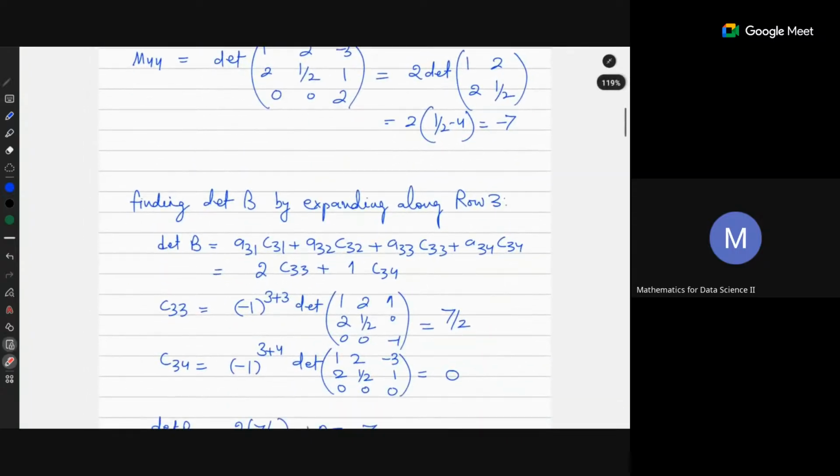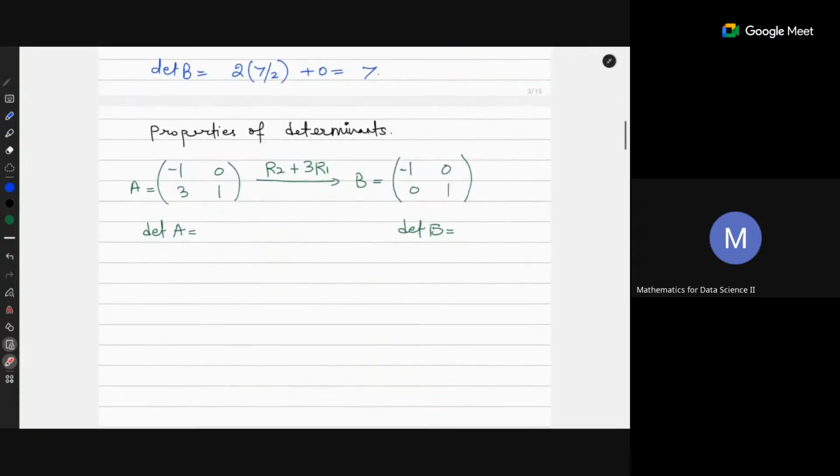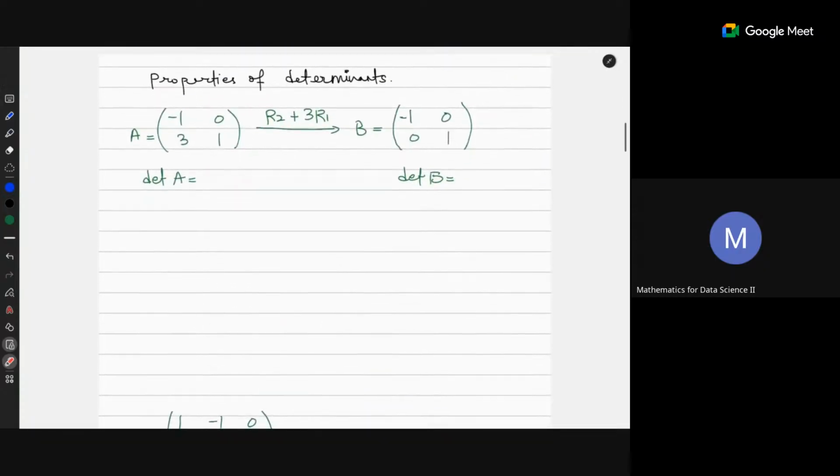So let us look at some properties of determinants. One of the first properties is that if you add any multiple of a row to any other row, the determinant remains unchanged. All right. So for example, let's work this out. What is the determinant of A, the first matrix? It is -1, right?